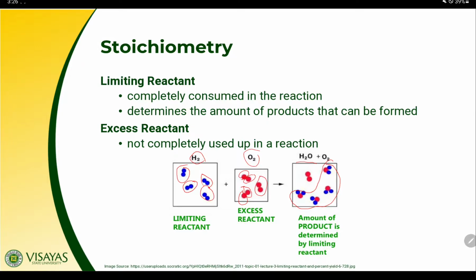In this case, as you can see, all the hydrogen gases are used up, or completely consumed in the reaction, whereas oxygen we still have remaining. So the amount of water that can be formed depends on, in this case, the hydrogen, because although we still have oxygen available, all the hydrogen is already consumed. So we cannot make any more water molecules. In this case, hydrogen is the limiting reactant and oxygen is our excess reactant. So the amount of product is determined by the limiting reactant.